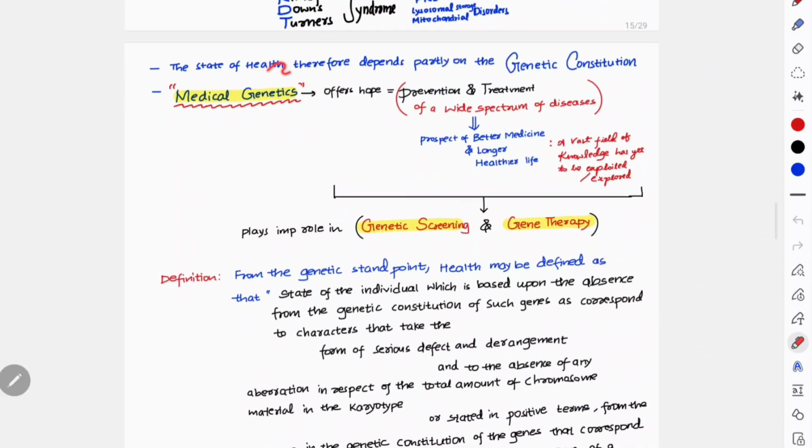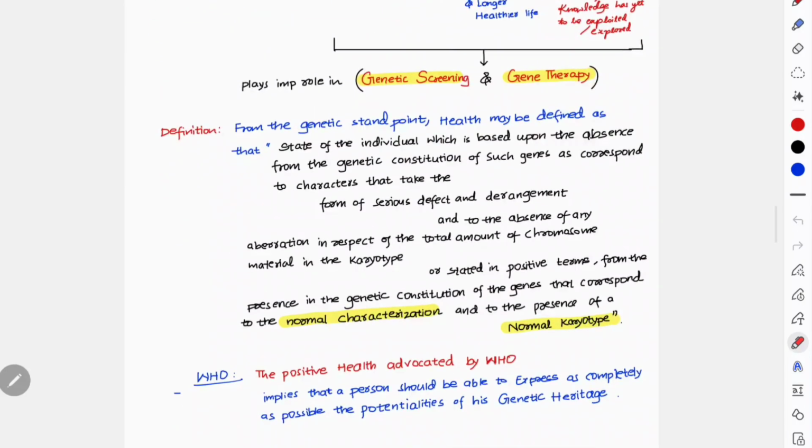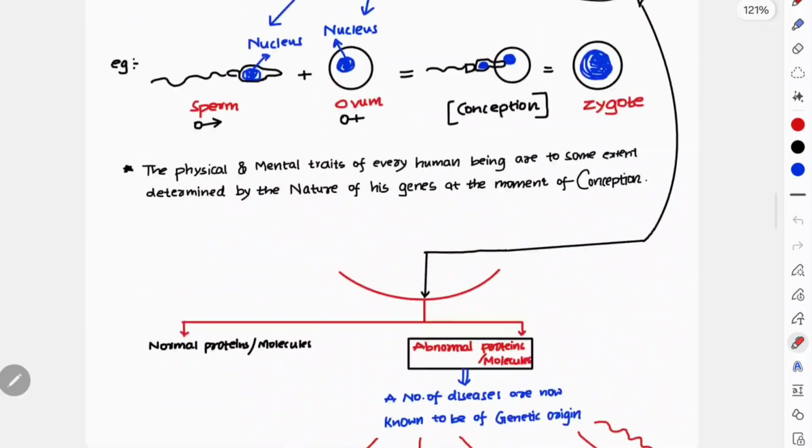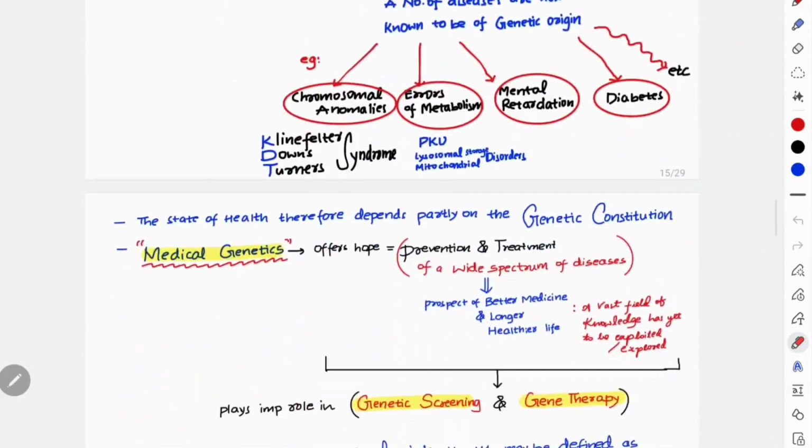So the state of health therefore depends partly on the genetic constitution. Medical genetics offers hope, prevention, and treatment of a wide spectrum of diseases, prospects of better medicine and a longer, healthier life. Although a vast field of knowledge has yet to be explored or exploited, it plays an important role in genetic screening and gene therapy. I hope you have understood the intro of the biological determinant of health.